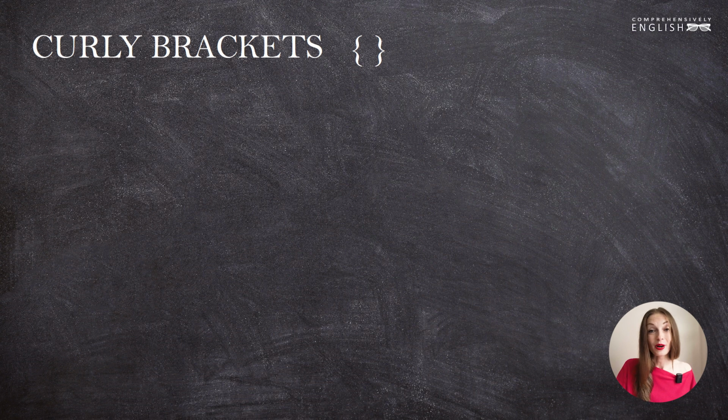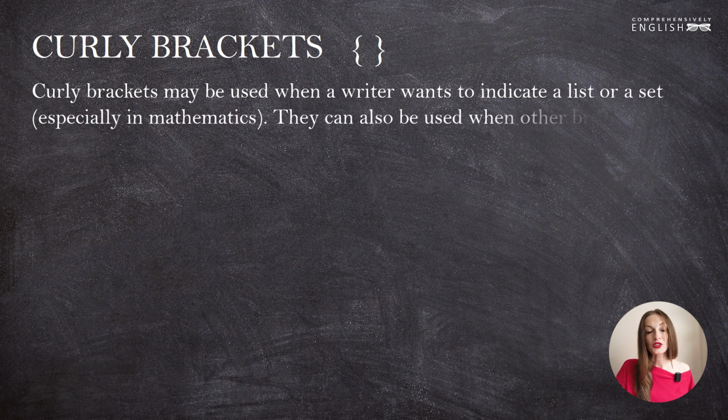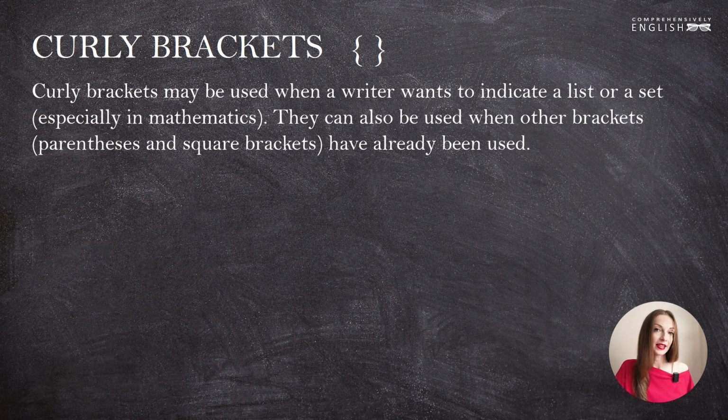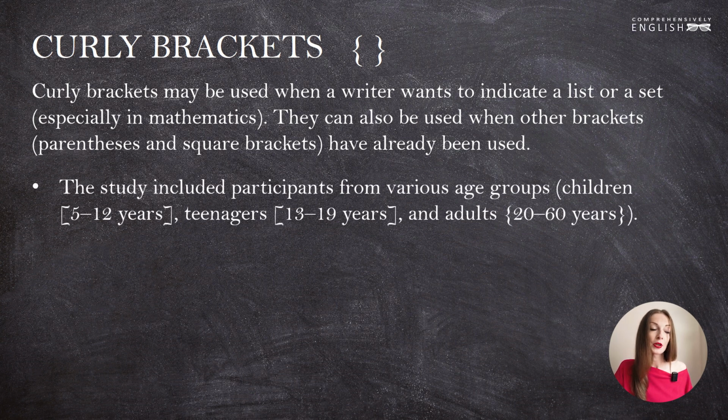The next type of brackets that we should speak about is curly brackets. Curly brackets may be used when a writer wants to indicate a list or a set, and especially in mathematics. They can also be used when parentheses or other types of brackets have already been used. For instance, the study included participants from various age groups: children 5 to 12 years old, teenagers 13 to 19 years old, and adults 20 to 60 years.